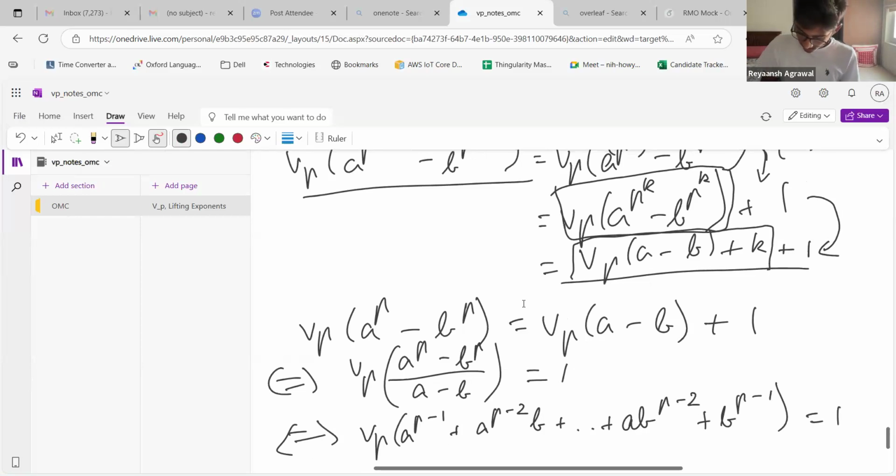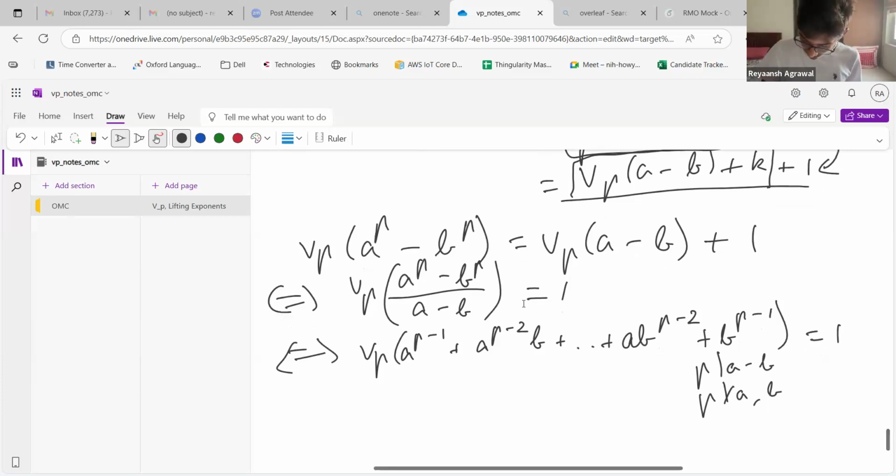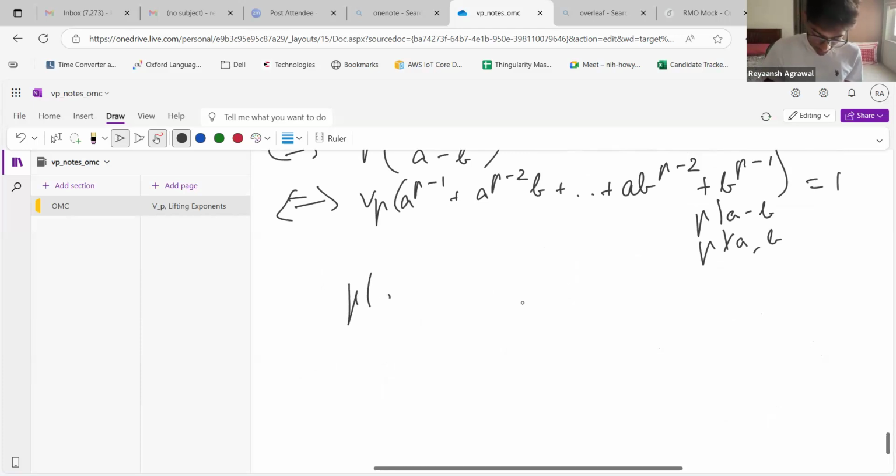So we have this. We want to show this. How do we show this? So remember what we are given. We are given that P divides A minus B. P does not divide A or B. So how do we show this? First of all, what is P divides A minus B equivalent to? It is equivalent to A is congruent to B mod P, right?